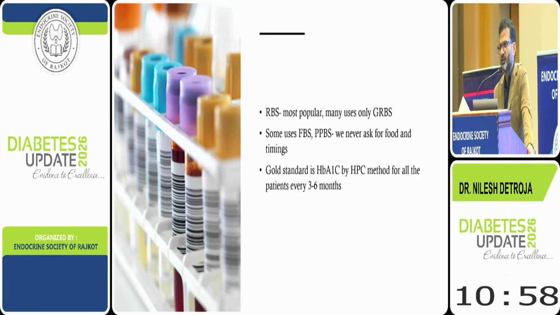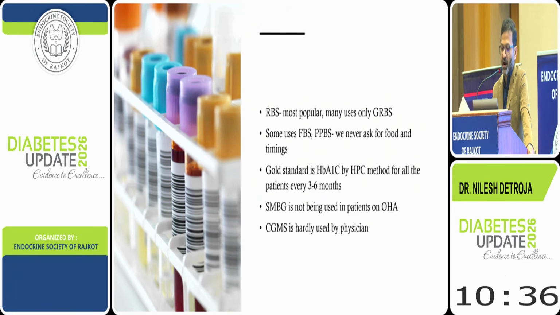So for all patients, even if blood sugar is well controlled, you have to check HbA1c every 3 to 6 months. SMBG, we discussed earlier, even in those patients who are on insulin, people are not doing SMBG. And in OHA, of course, hardly a few people are doing SMBG in those patients who are on OHA. CGMS is hardly used by physicians for patients who are on oral medications, but again that is very useful, particularly in those patients who are on sulfonylureas.